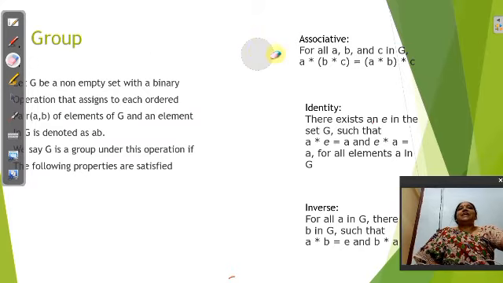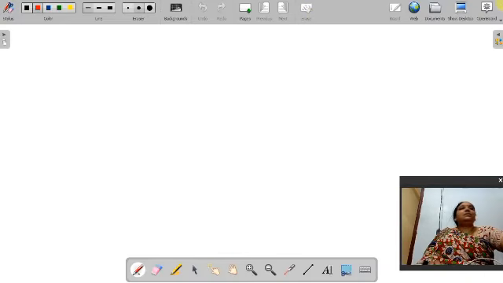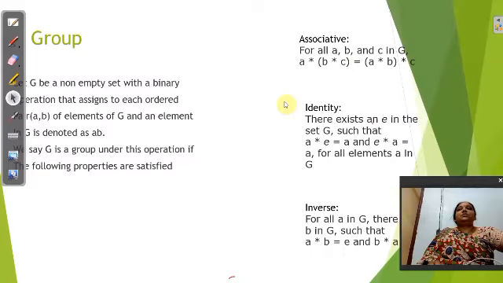If G satisfies these four properties, what are the four properties? Closure, associative, identity and inverse, then we can say G is a group with respect to the given binary operation. If we are taking this as a binary operation, then there is no need to say closure property. But if we are saying that it is an operation, then it must satisfy four properties, that is closure, associative, identity and inverse. Okay, next we'll go for the next topic.